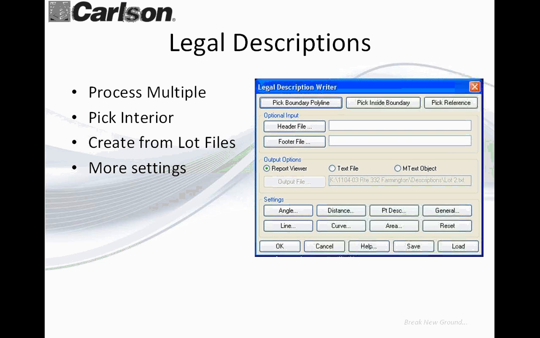Legal descriptions has some new features. You can now process multiple polylines at the same time. So when you pick boundary polyline, there's an option to select multiple polylines. There's also a new method to pick interior. So you can pick inside a lot, and the program will figure the boundary around it and use that. You can also create lot descriptions from lot files. So lot files where you have your list of point numbers that reference the coordinate file, and you can run that routine and create a legal description. And there's also a few more settings and controls in there too.